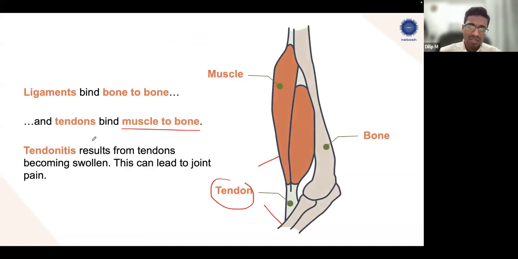Next, ligaments, like I said, bind bone to bone, and tendons bind muscle to bone. Tendonitis is the inflammation or swelling of the tendons. This can lead to joint pain.